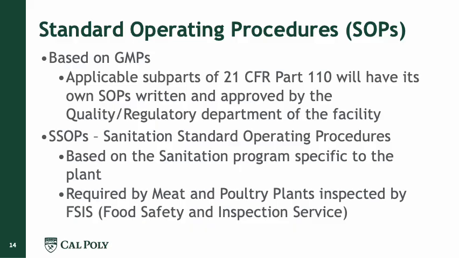So we want our workers to know what they have to do, how they are going to do it, and how often. Some of these types of procedures are called the sanitation standard operating procedures, because we're talking about food sanitation, and it depends on the sanitation program for each manufacturing plant. These SOPs are required by meat and poultry plants inspected by FSIS, or the Food Safety and Inspection Service in the USDA.